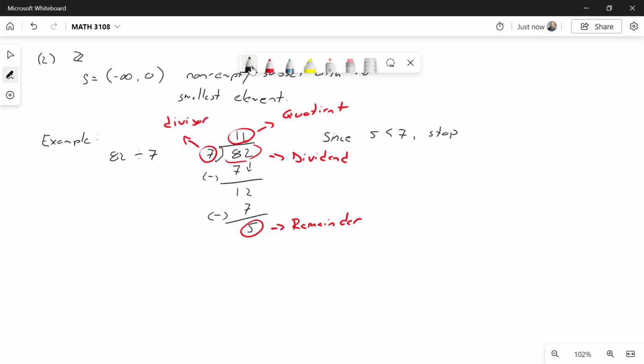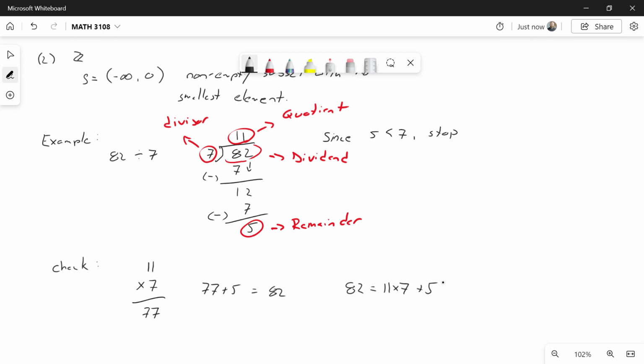And again, we're making the claim that when we did this, I could now break 82 down into a multiplication and a summation, where I take the quotient and the divisor, multiply them together, add the remainder to that, and I should get the dividend. So if I check this, 11 times 7, well, that's going to get me 77. Now I do the addition, so 77 plus 5, well, that gets me 82. So yes, 82 can be decomposed into 11 times 7 plus a remainder of 5.